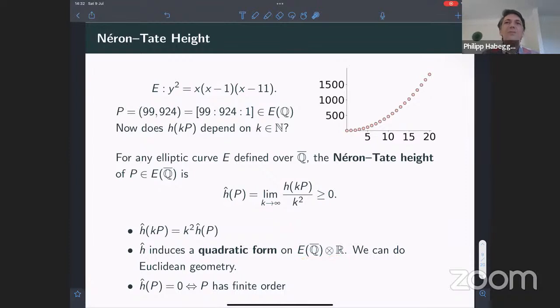And that means, in a sense, we'll be able to do Euclidean geometry in this real vector space, or at least in finite dimensional subvector spaces. So that's how heights can be made to interact nicely with elliptic curves and, more generally, Abelian varieties.